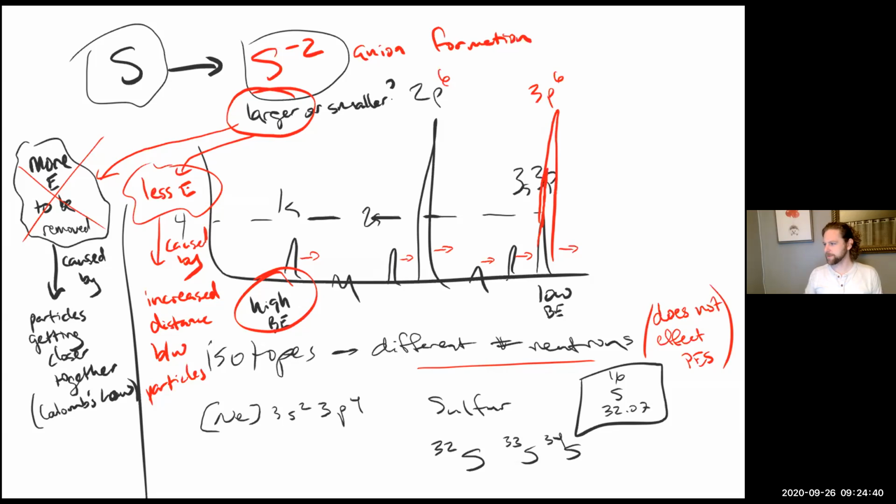So hopefully that helps. Let's do an element with d electrons in the valence shell. And we can go back and ask a question about this if we still have a question.